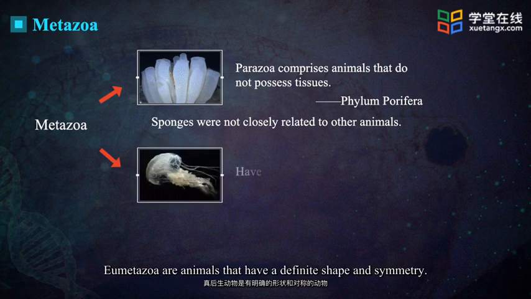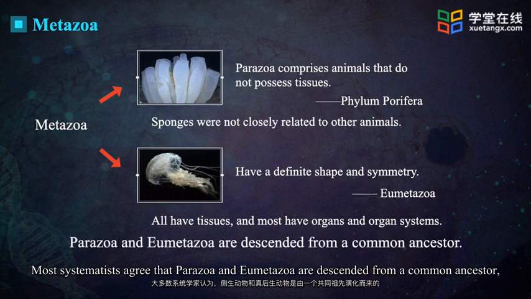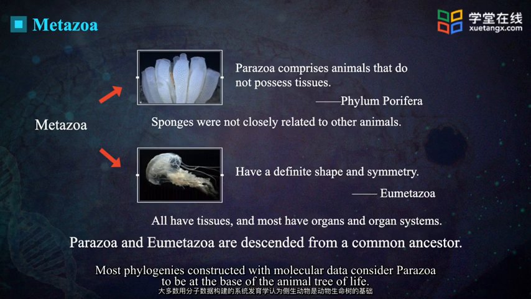Eumetazoa are animals that have a definite shape and symmetry. All have tissues, and most have organs and organ systems. Most systematists agree that Parazoa and Eumetazoa are descended from a common ancestor, so animal life had a single origin. Most phylogenies constructed with molecular data consider Parazoa to be at the base of the animal tree of life.